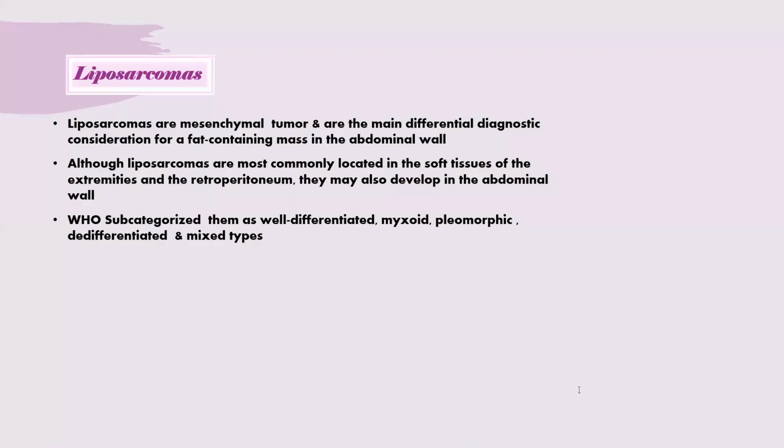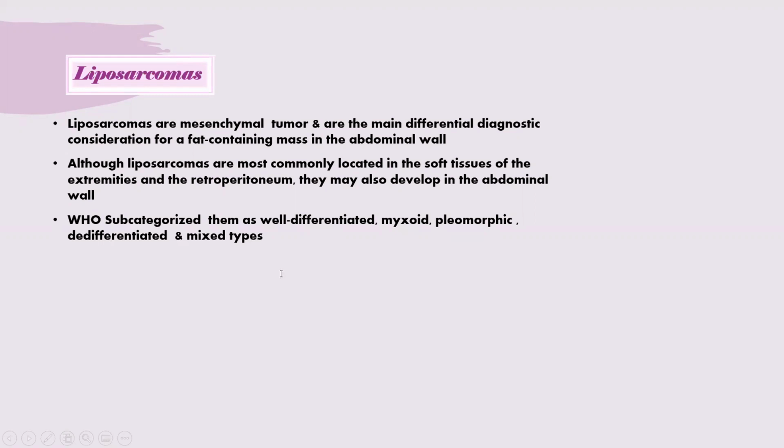Liposarcomas are mesenchymal tumors and are the main differential diagnosis consideration for a fat-containing mass in the abdominal wall. Although liposarcomas are most commonly located within the soft tissue of the extremities and the retroperitoneum, they may also develop in the abdominal wall. WHO subcategorizes them as well-differentiated, myxoid, pleomorphic, dedifferentiated, and mixed types.